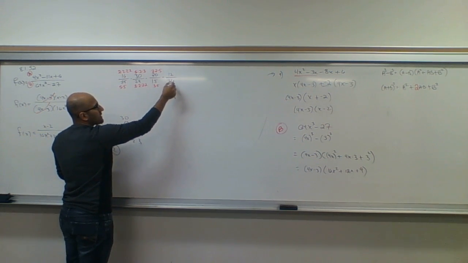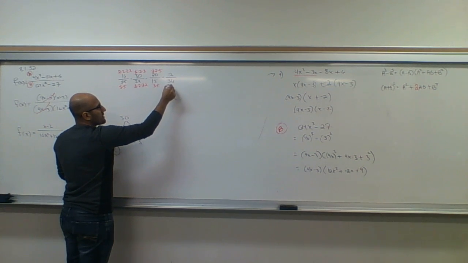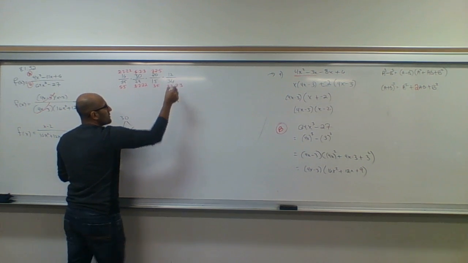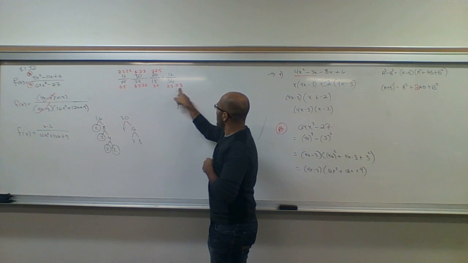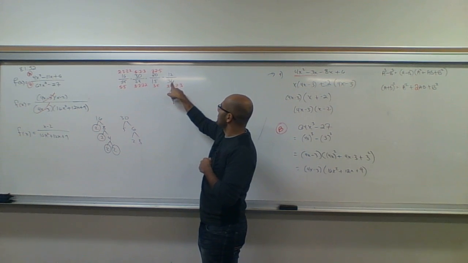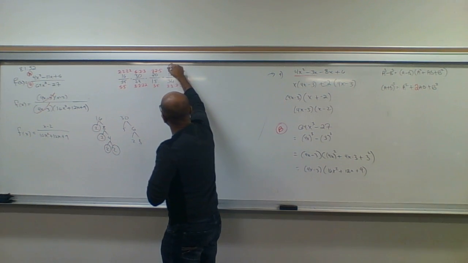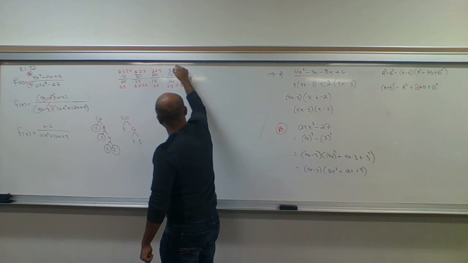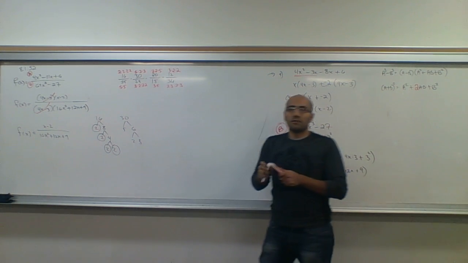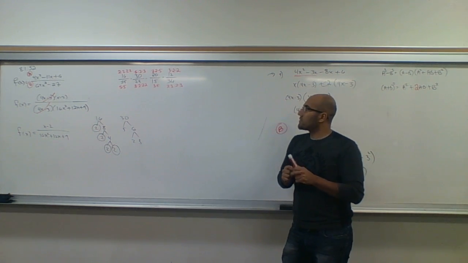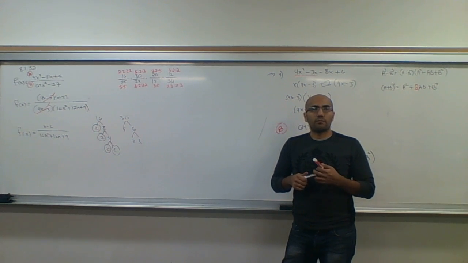36 is like 6 times 6, but each of those 6's is like a 2 and a 3. Right? This guy is 6, this guy is 6. Together then you get 36 times 6 times 6 is 36. And then 3 times 4, which is really 2 times 2 times 2. Good. Any questions on any of those? How they got broken down?